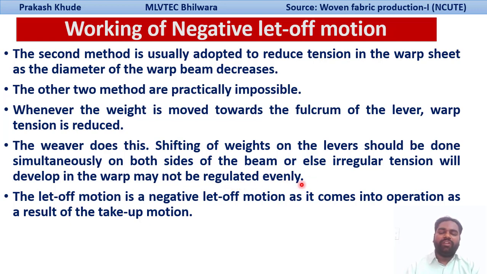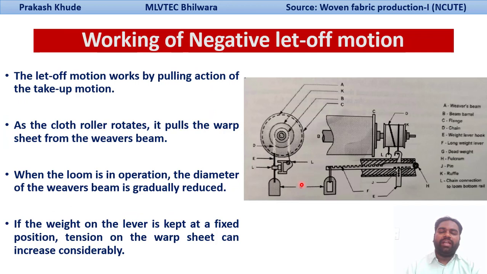So ultimately, when we are moving this weight on the lever, we need to do it simultaneously on both sides, the right hand side and the left hand side, so that uniform tension is maintained on your warp sheet, and the amount you need to release into the weaving area is done perfectly.